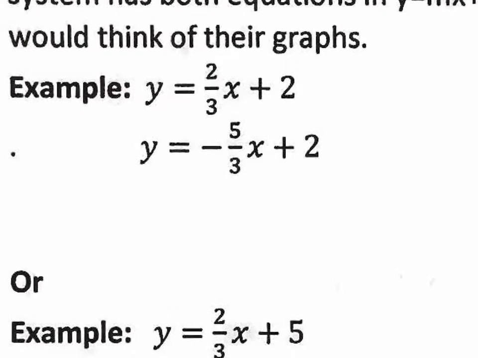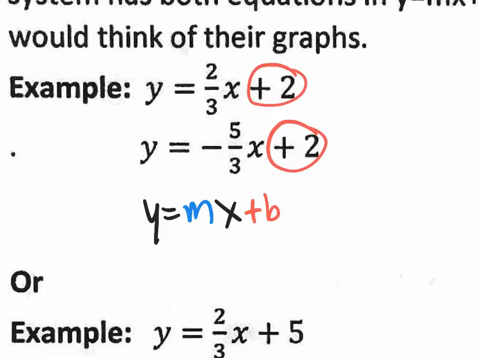And even if you don't have graph paper, since they're in slope-intercept form, look at them and recognize that they have the same what? The same y-intercept value, the B value, right? You guys remember y equals mx plus b? They have the same B value. So just by knowing that, I know that my answer is going to be 0, 2. I don't have to do any math whatsoever, right?